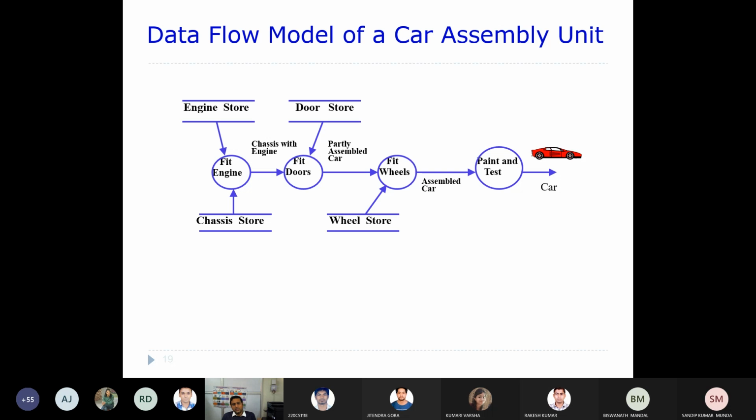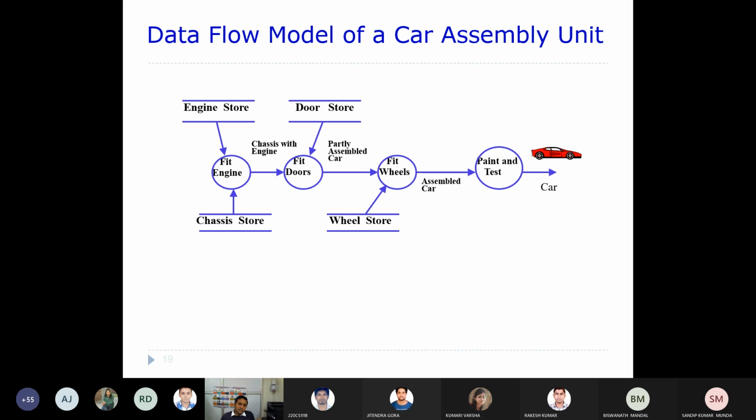The other processing function here is fitting the doors of the car, right? In order to fit the door, you need to take doors from somewhere, maybe from a door store. From there you take the door, and the chassis with engine. These two are the input to this processing function. Ultimately what you get is a partly assembled car, right? You have an engine, you have a chassis, and now you have doors added onto that partially developed system.